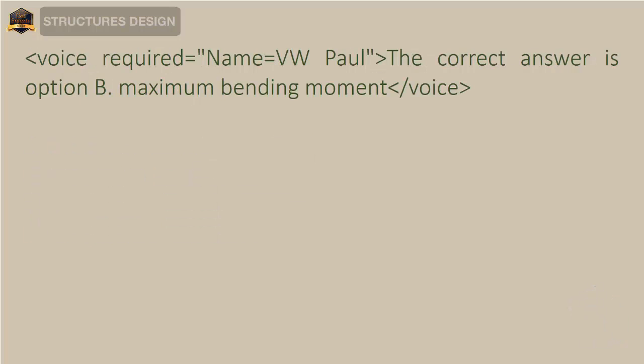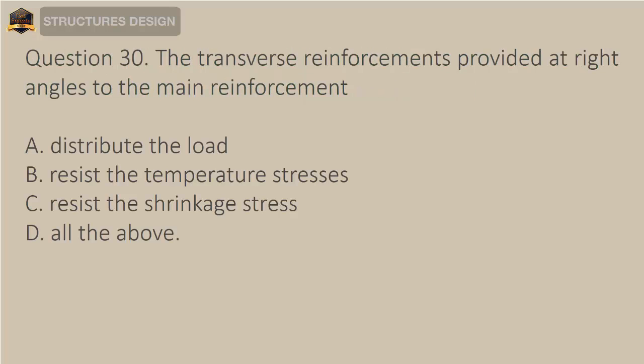Question 30. The transverse reinforcements provided at right angles to the main reinforcement A, distribute the load, B, resist the temperature stresses, C, resist the shrinkage stress, D, all the above. The correct answer is option D, all the above.